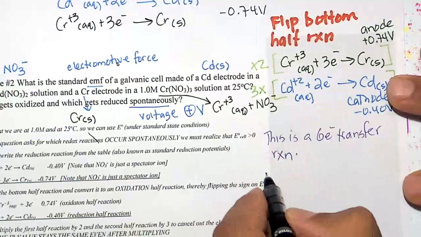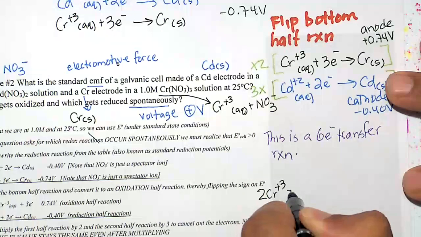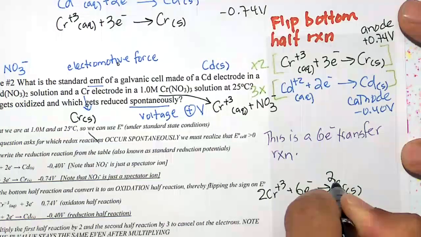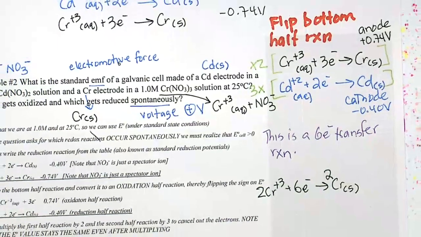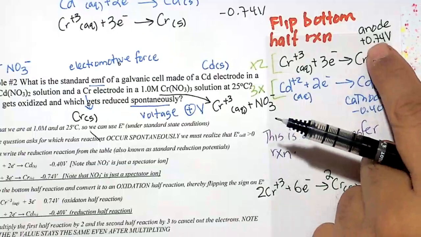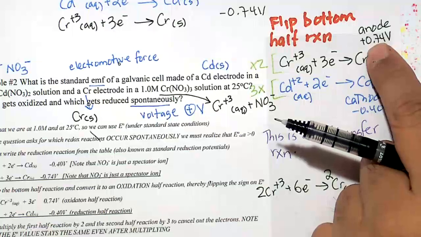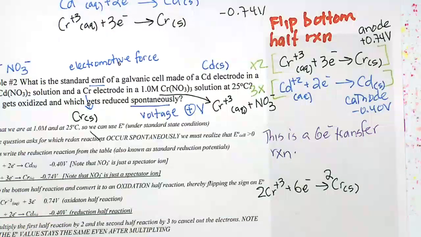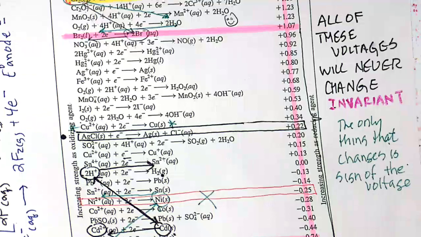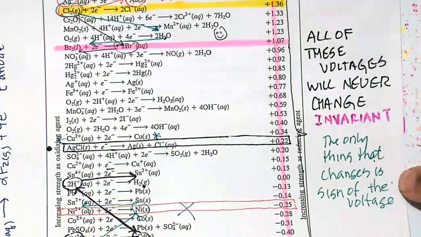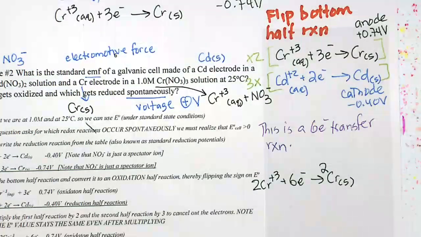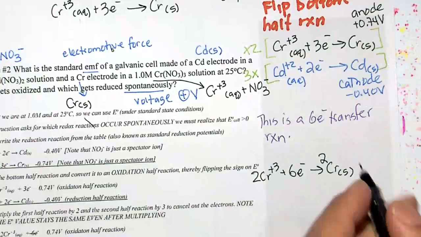All right, so multiplying this out, I'm getting 2Cr solid goes to 2Cr3+ plus 6e minus. Question for you. What is the voltage? Did you say the same, Susanna? Very good. This is the same. What did we mention here? That's very important. All these numbers, the only thing that changes is the sign. These numbers never change. So multiplying it by 2 will still make this positive 0.74 volts.